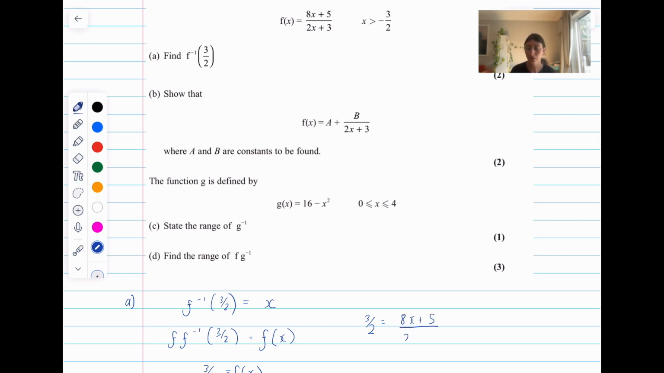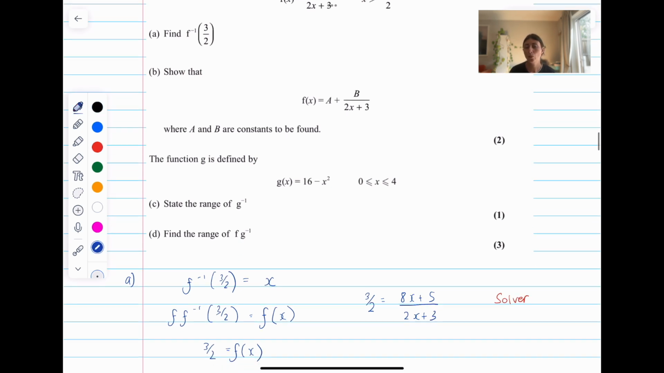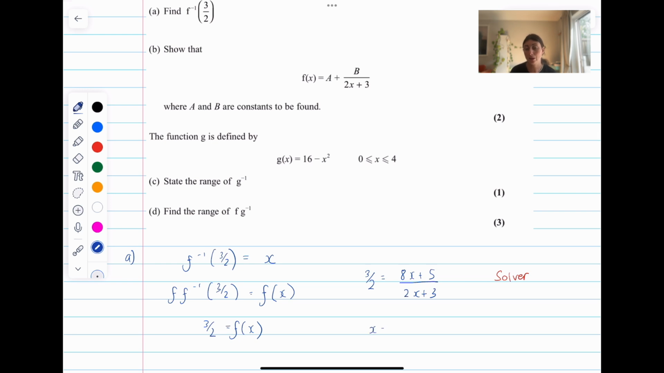You can solve this on either ClassWiz using the solve or solver function on your calculator. I think this is much quicker than working out the inverse function, and in some questions you will have to have this knowledge of how to rearrange questions using the fact that f and f inverse undo one another. So it's important to know. Answer is minus 0.1. Part B, show that question.